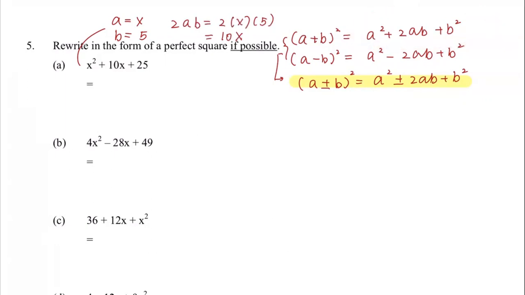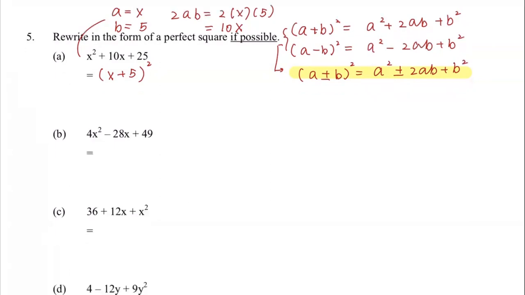After we determine that this expression is of the same form as this formula, we can write this as (x plus 5) squared, because we have determined that for this question, a is equal to x, b is equal to 5. So this is how we solve this kind of question. Let's look at more examples to get ourselves really familiar with the method.